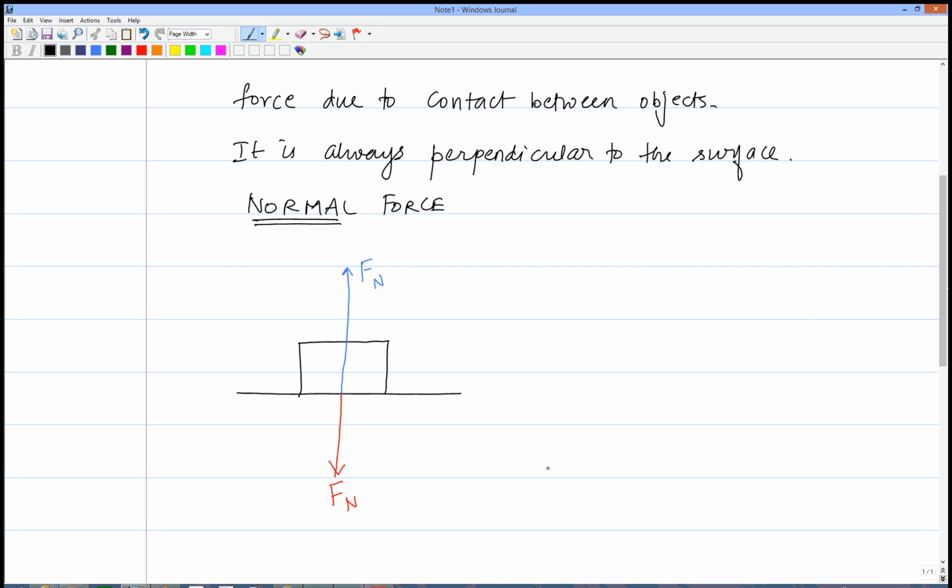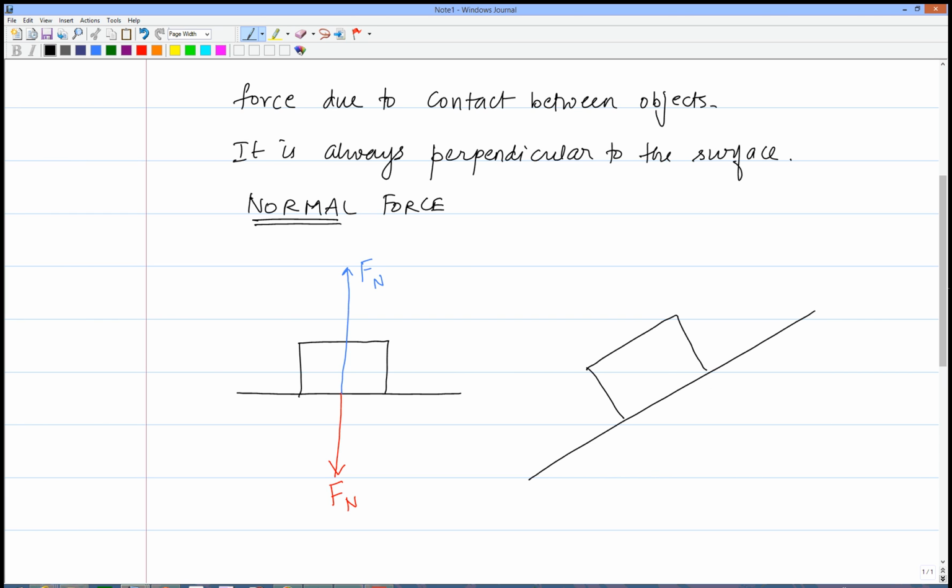Another example, we can have a block sitting on an incline. We can ask the same question: what is the direction of the force of contact? Pause the video here, think about the answer, and restart it when you have an answer.